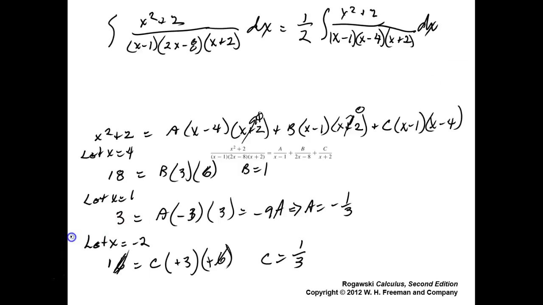Okay. So let's go back and plug in what we've got. This was 1/2 the integral of... oh no, that's what I needed. It was a over x minus 1, and your a was negative 1/3. So let's make it a negative 1/6, because we had a 1/2 out there. Negative 1/6 dx over x minus 1. Right?